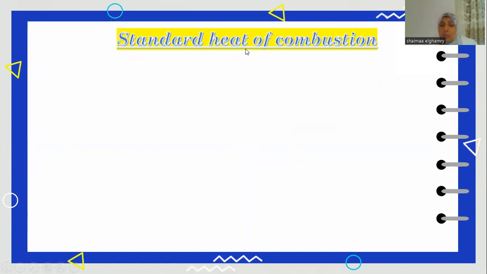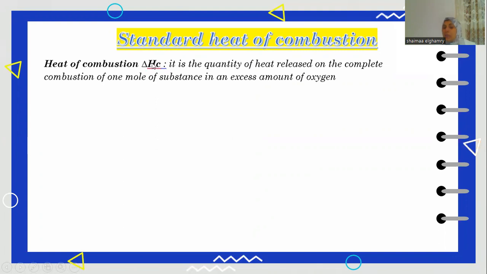The next one, the standard heat of combustion. As we know, combustion is a chemical change. So we explained the physical change such as forming a solution and the heat change which takes place in physical change. And now we are going to calculate the heat change which takes place with chemical changes or chemical processes such as combustion. What is meant by combustion or heat of combustion?